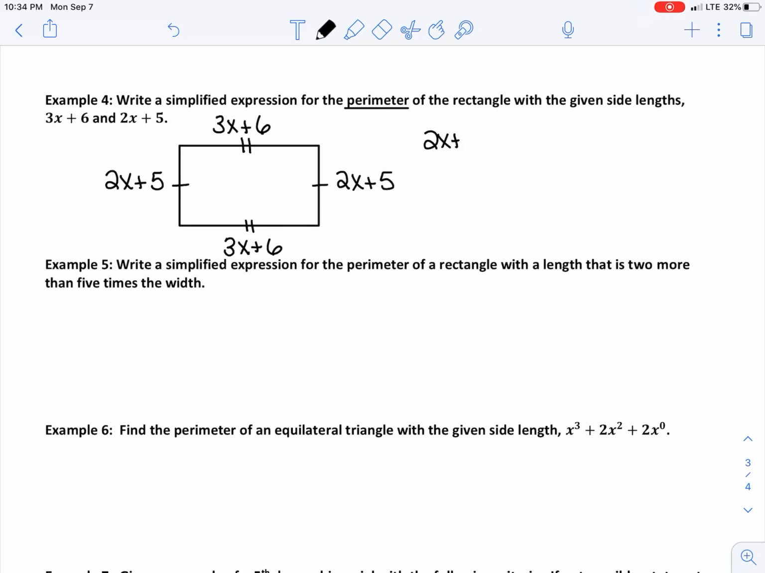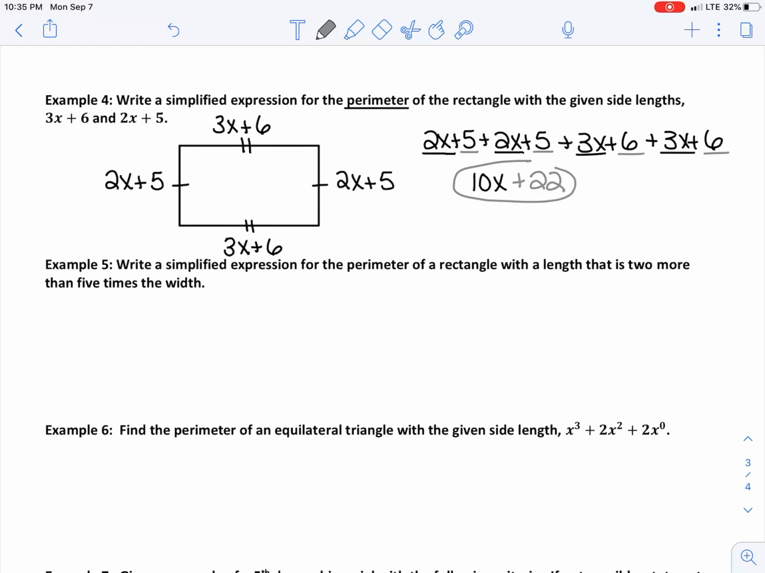So I'm going to take 2x plus 5 plus 2x plus 5 plus 3x plus 6 plus 3x plus 6. I have all of these things that I need to add together. So I'm going to start combining like terms. 2x plus 2x plus 3x plus 3x. That gives me 10x total. And then I also have 5 plus 5 plus 6 plus 6. And that's going to give me 22. So this right here would be my simplified expression for my perimeter.